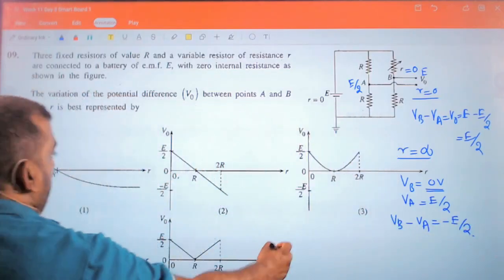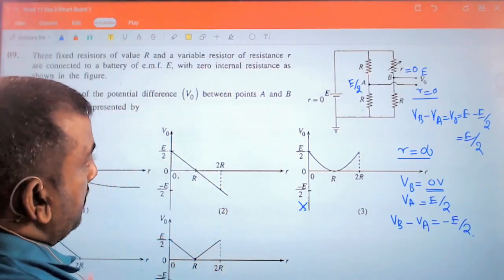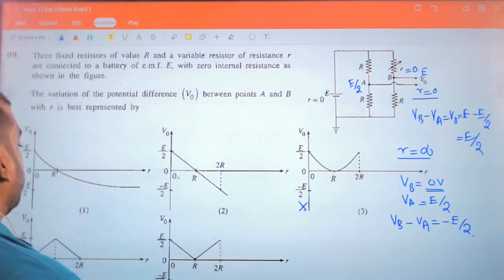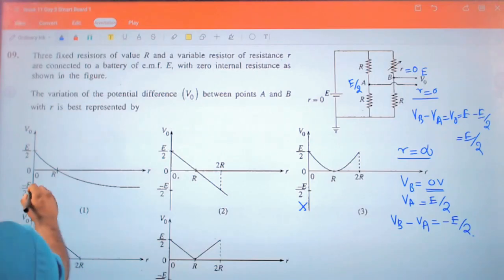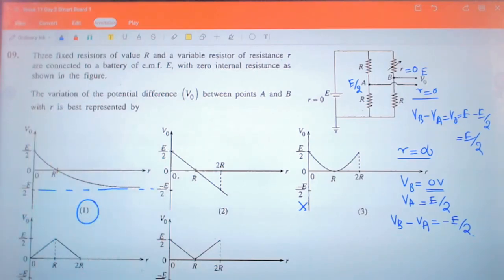So it can't be a straight line because resistance is inverse. Therefore, the most suitable answer here, asymptote. The most suitable answer is answer number 1. Answer number 1. Right.